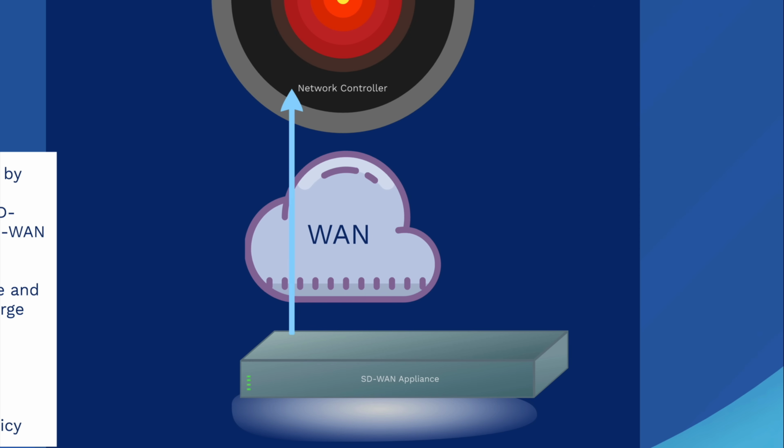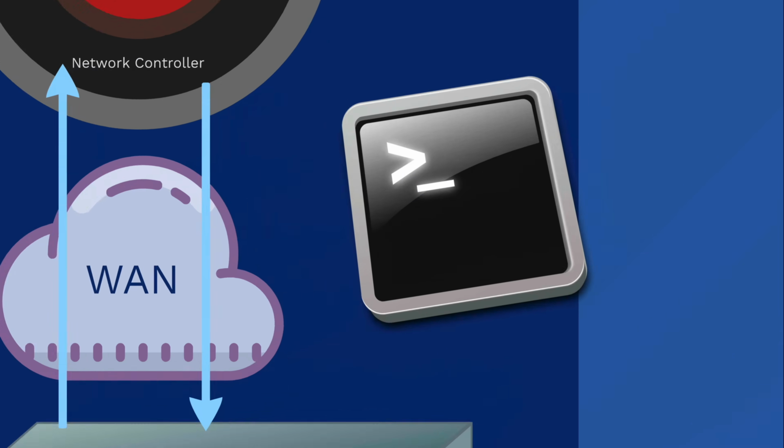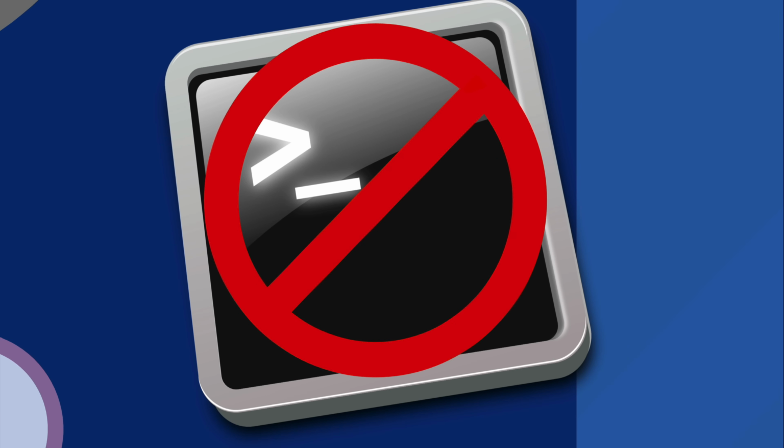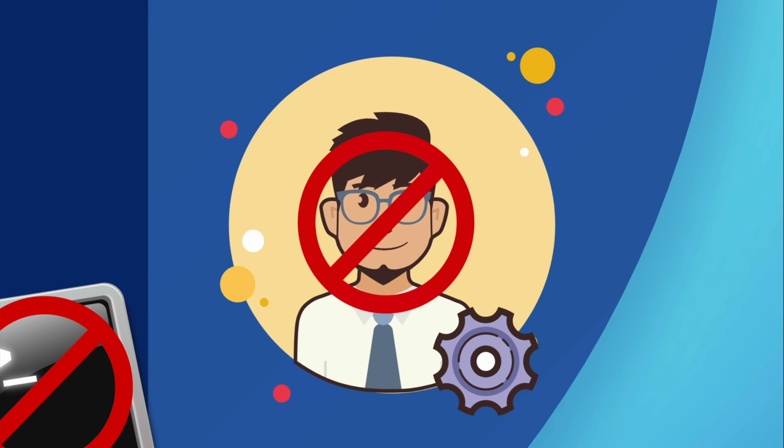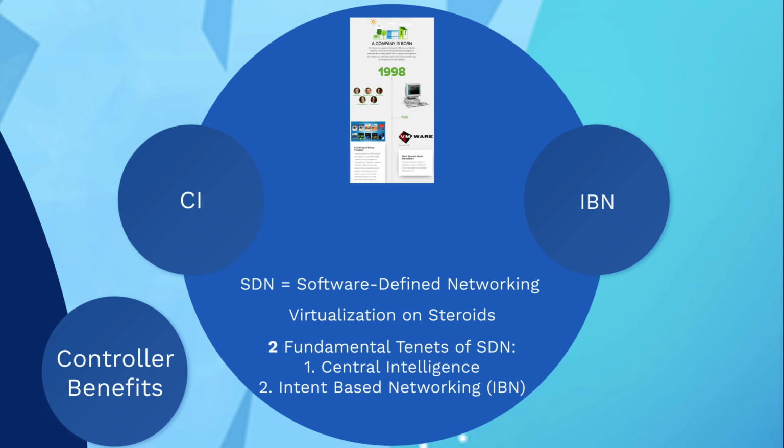So as soon as you bring the SD-WAN appliance into the mix and you power it on and it calls home over your wide area network, it's going to talk to the controller, and the network controller is going to push the configuration down. All that happens without you touching the CLI or you as a network administrator doing anything. All you did was define the intent, a business intent, through a GUI portal, for example, and the controller did the rest for you. That's the beauty of IBN.